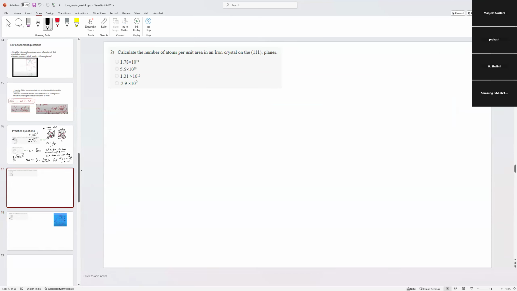And this is another question. Calculate the number of atoms per unit area in an iron crystal on a (1 1 1) plane. So we assume FCC again. Iron has an FCC structure, and (1 1 1) is the closely packed plane.